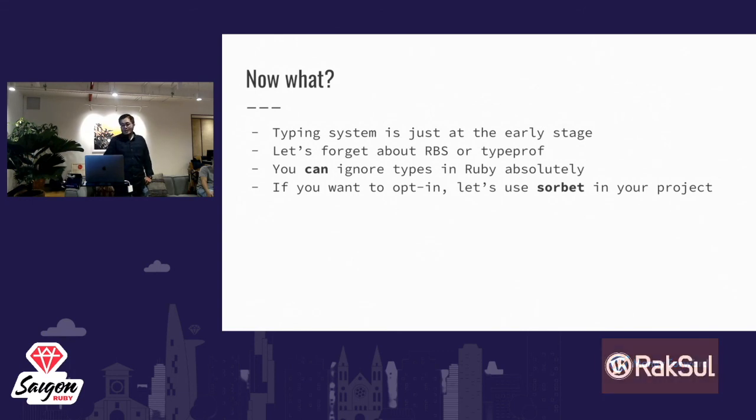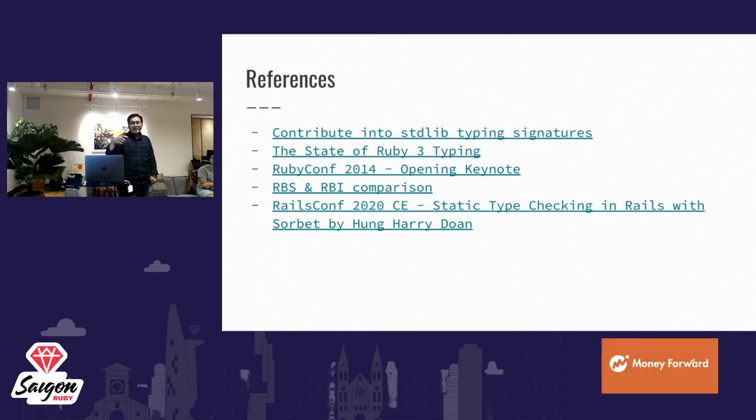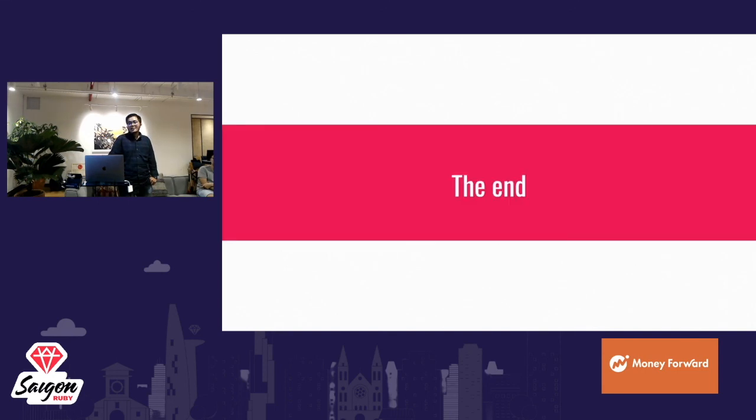That is it for the presentation. And if you want to go really deep into this topic, I gave some references about the standard library, the comparison of RBS and RBI, and even a detailed presentation of the practical uses of Sorbet in your company. You can read the references anytime. And that's it for today. Thanks for listening.